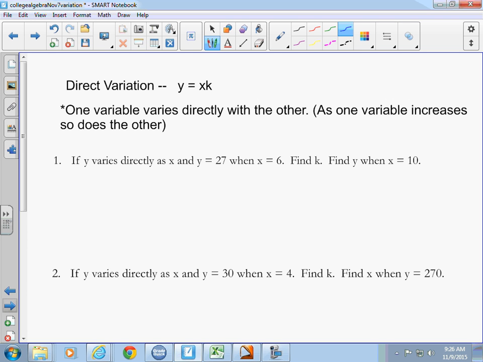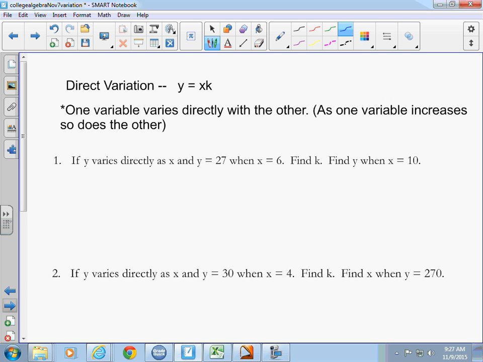Have y'all ever heard that on the ACT before? Y varies directly with x, or y varies inversely with x. As long as you know what that means, they're pretty easy problems. If you don't know what that means, they're very difficult. So that's what we're going to learn about today: direct and inverse variation.